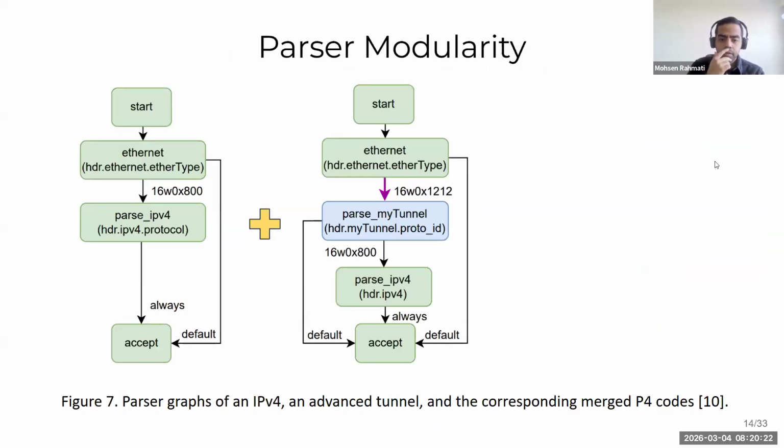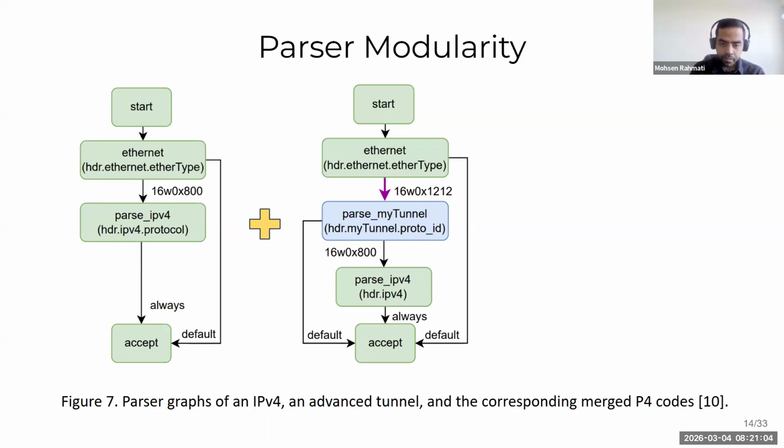Okay. So for the parser part of P4Muse, I mentioned another example. For example, if we want to merge parsing IP version 4 with advanced tunnel, as you can see, Ethernet is the equivalent, or two Ethernet are equivalent nodes. But parse_my_tunnel as a child of Ethernet is not in the base parser. So the compiler tries to add it.